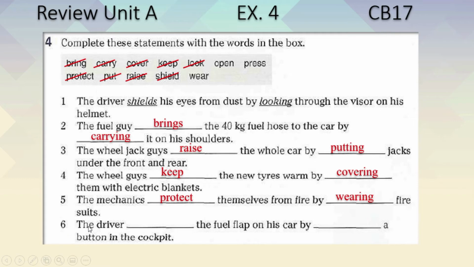And the last one, the driver, this is singular, so we have only these two when we cross out wear, and we have the driver opens, we cross out open the fuel flap on his car by pressing a button in the cockpit. Moving on to our next objective.